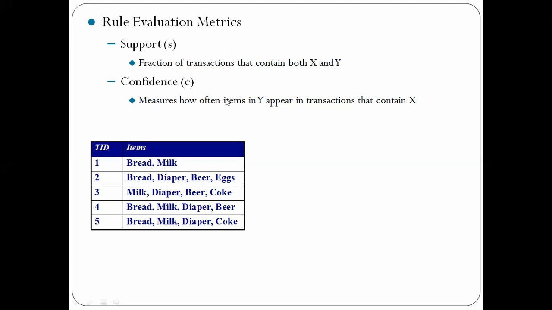Confidence measures how often item set Y appears in the transactions that contain X. It means it determines how frequently both these item sets X and Y appear. That will be determined by confidence. Support specifies in what fraction of the transactions both X and Y appear. That is the support.